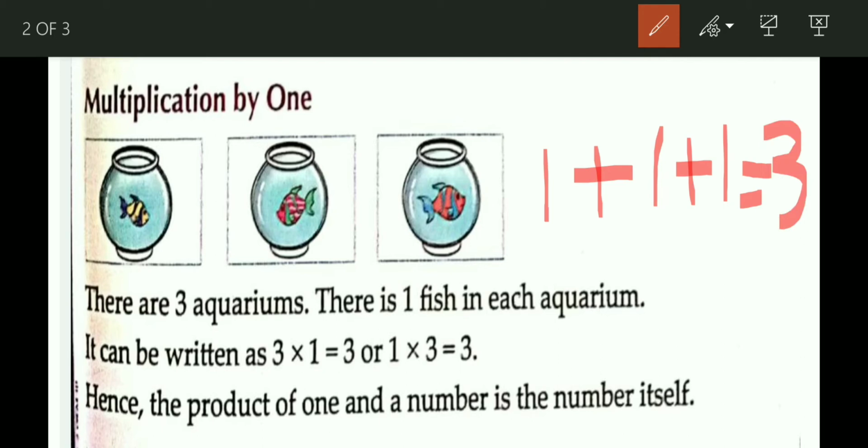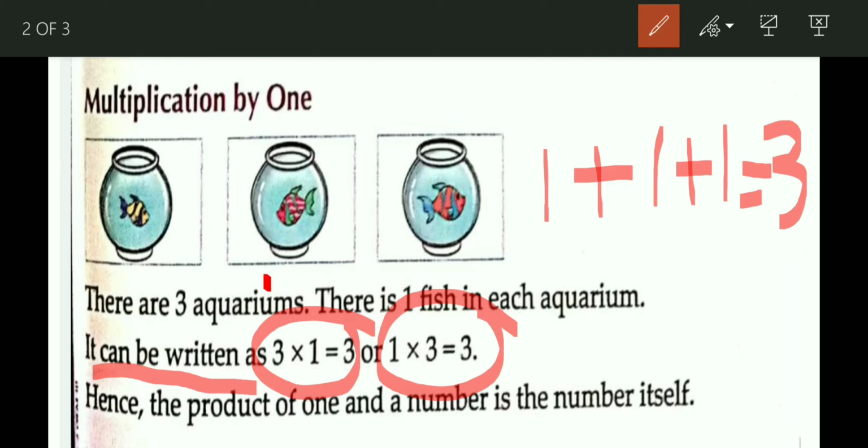Yes or no? Or, see here, it can also be written as 3 into 1 is equal to 3. Yes or no? Or 1 into 3 is equal to 3. Why 3 into 1 is equal to 3 and 1 into 3 is also equal to 3? Because here they just changed the numbers. They just changed the position, the place of the numbers. In this one, they wrote first 3 into 1. And the answer is 3.